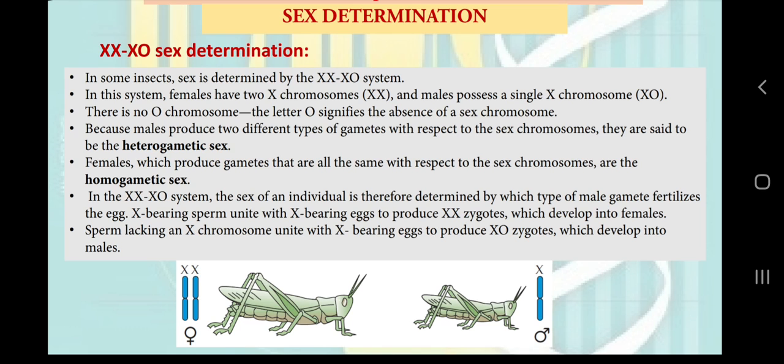So if females produce X-containing eggs in the case of grasshopper, any sperm without an X chromosome that unites with that egg will develop into a male.